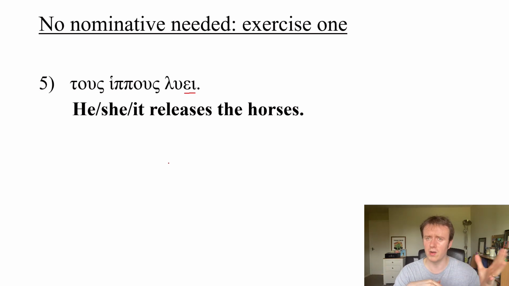But if you put, he releases the horses, or she releases the horses, that's also fine. But without any context, we can't be sure, and so I've listed all of the possibilities. He, she, it releases the horses, or he, she, it is releasing the horses. We knew that the horses were the object from the masculine accusative plural definite article.